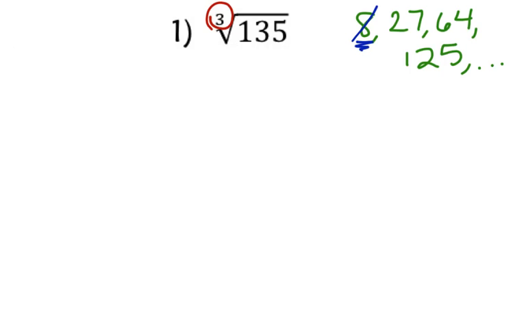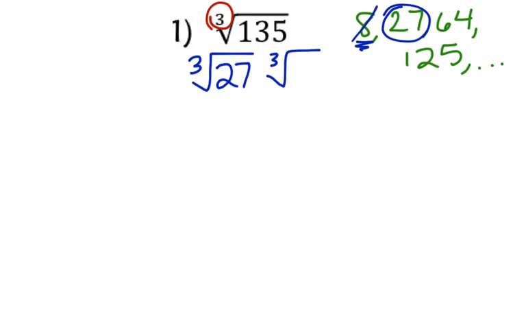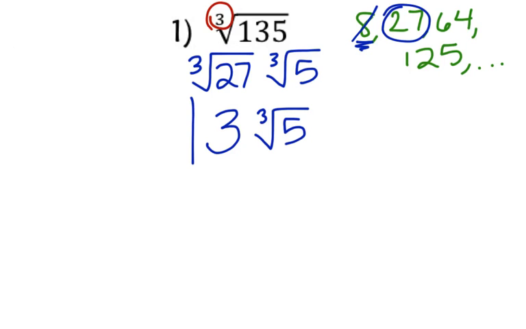So we are going to be working with this 27 right here, and just like we did when I showed you the square root of 32 on the first page, we're going to split this up as the cube root of 27 times the cube root of 5. The reason we're doing that is 27 is a perfect cube, the cube root of 27 is 3, and then I would still be left with the cube root of 5. And that would be your answer completely simplified for that one.